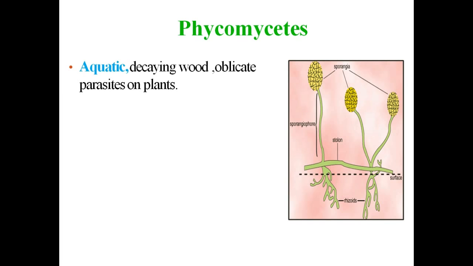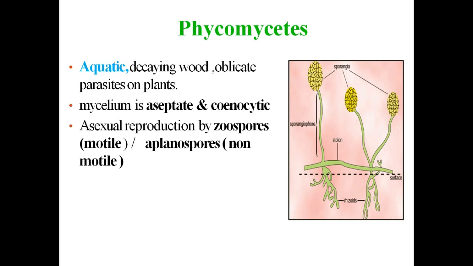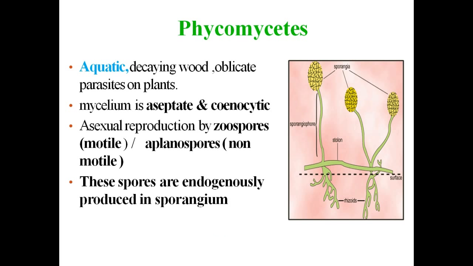Phycomycetes are found in aquatic habitats and on decaying wood in moist or damp places. It is an obligate parasite on plants. The mycelium is aseptate and coenocytic. Asexual reproduction takes place by zoospores. Zoospore means that it is motile. There are also aplanospores. Aplanospore means that it is non-motile. These spores are endogenously produced in the sporangium.